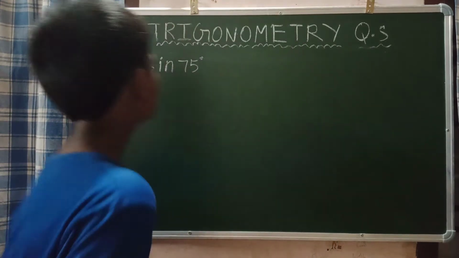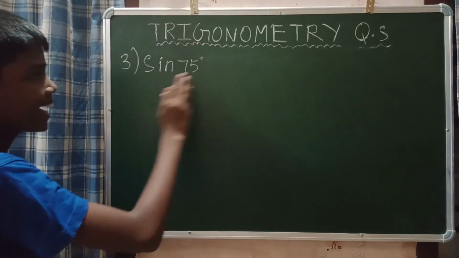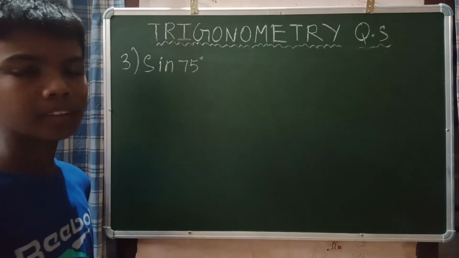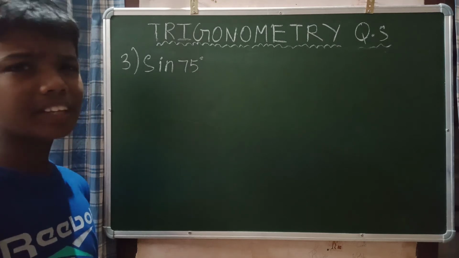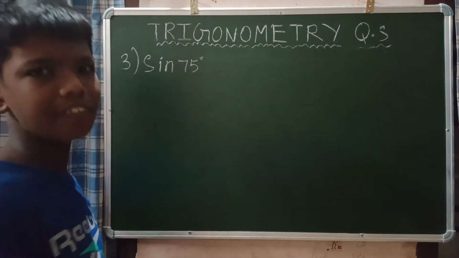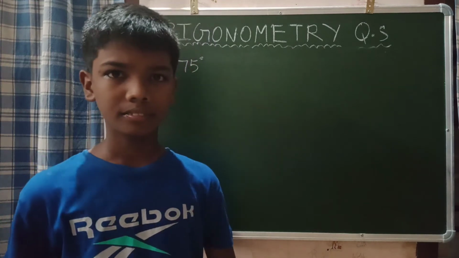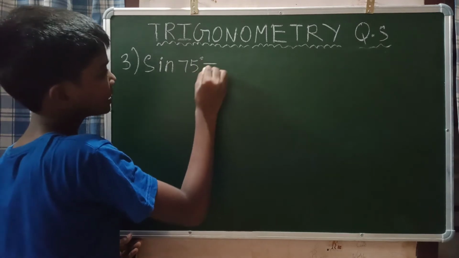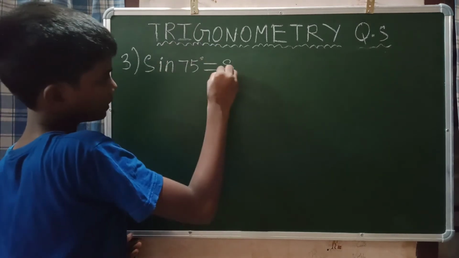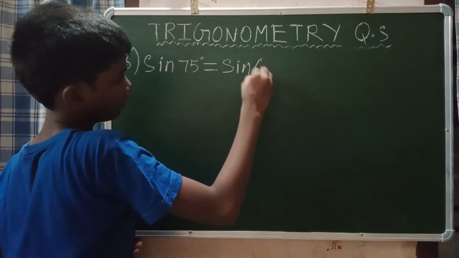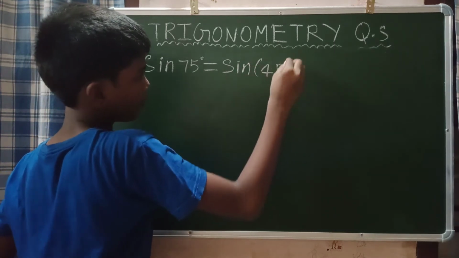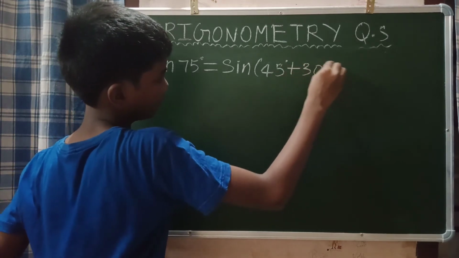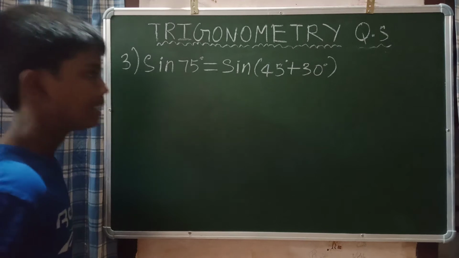Third question is, find the value of sine 75 degree. We should find the value of this sine 75 degree. Now we are not familiar with finding the value of 75 degree because we have not read it. Now we can write sine 75 degree as sine 45 degree plus 30 degree.